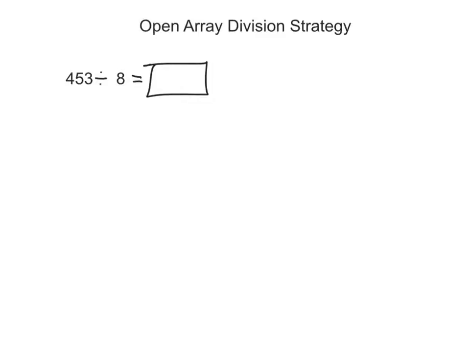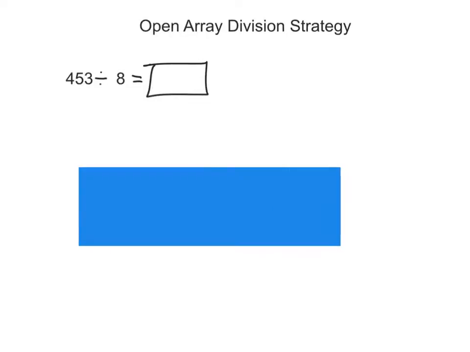Hey guys, so I'm going to give you an example of an open array strategy for division. The problem that I'm going to be solving is 453 divided by 8. So I'm going to start off by drawing a rectangle. It's going to be kind of a longer, skinny rectangle that looks like this.